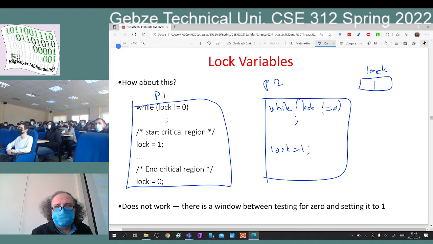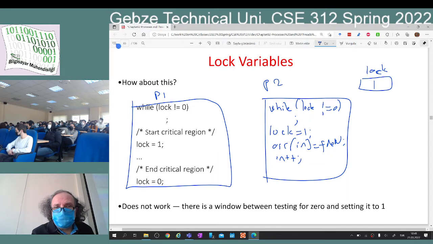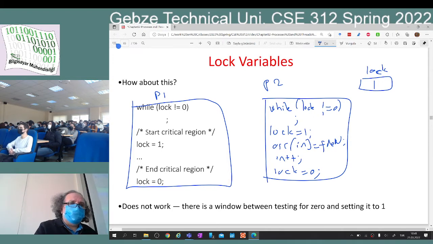Okay, so lock is 1. This is the beginning of the critical region. This lock has to be 1. Then do your stuff: file name, array in, get the file name, then in plus plus, then lock is now 0. So I am out of the critical region. To enter the critical region, you check your lock. If lock is not 0, then you are in an infinite loop.